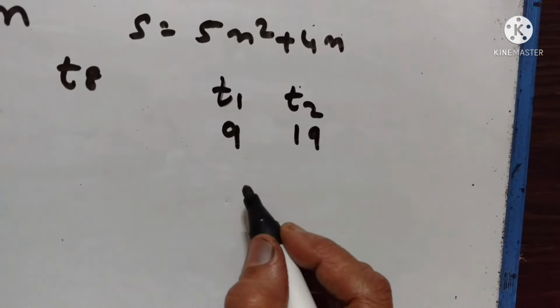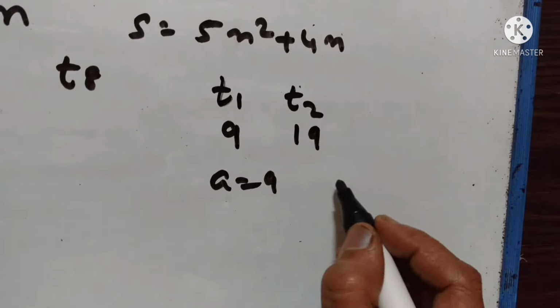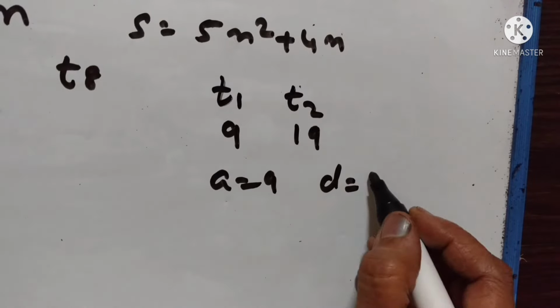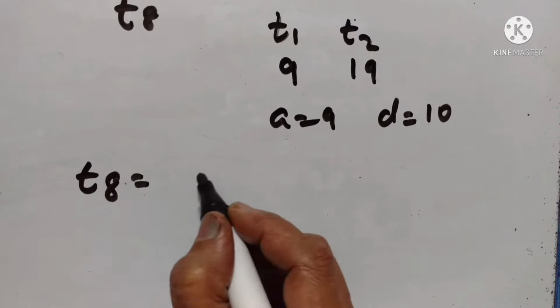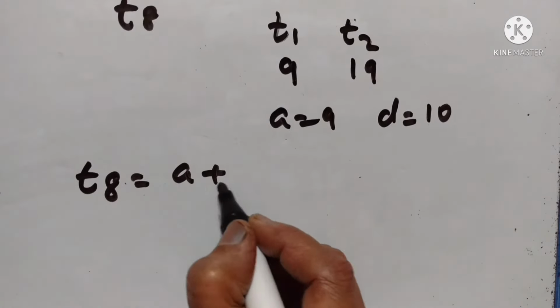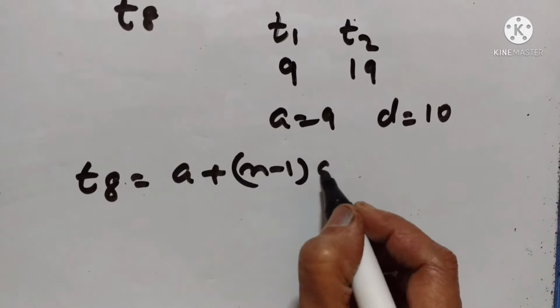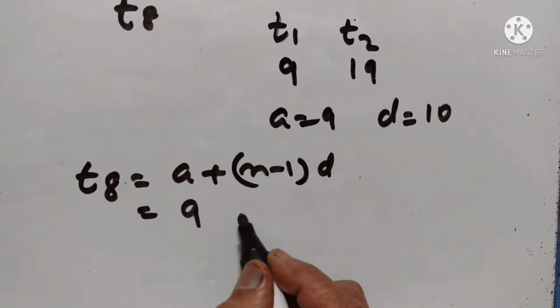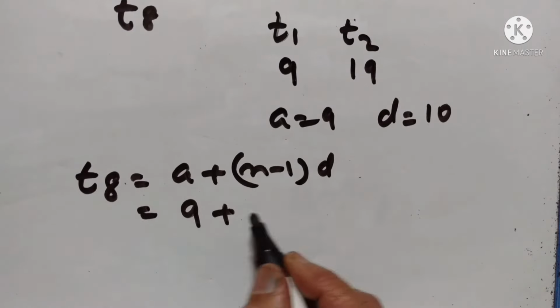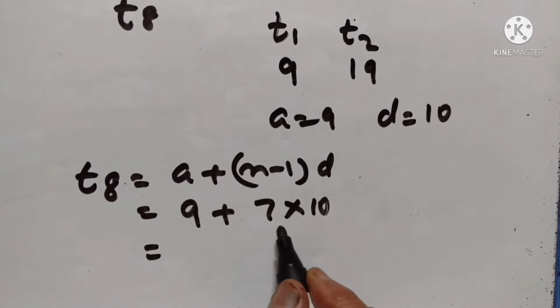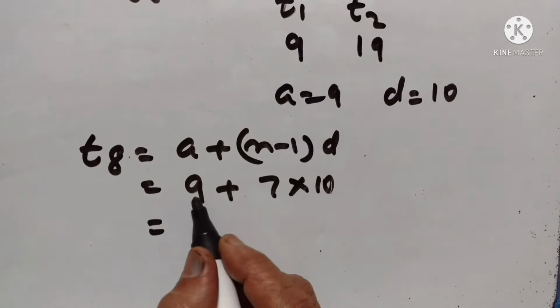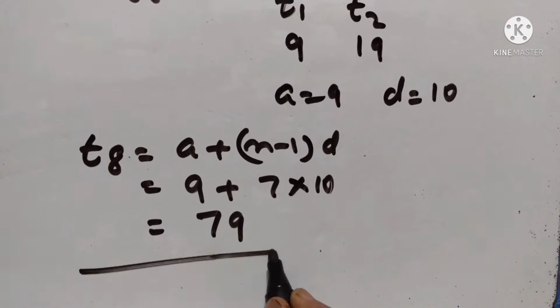So what is the difference? A is equal to 9 and D is equal to 19 minus 9, that is 10. So T8 is equal to A plus n minus 1 D. A is equal to 9 plus n minus 1 is 8 minus 1, 7. D is equal to 10. 7 into 10 is equal to 70. 70 plus 9 is equal to 79. Eighth term is equal to 79.